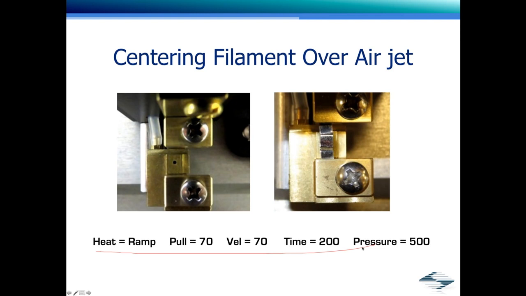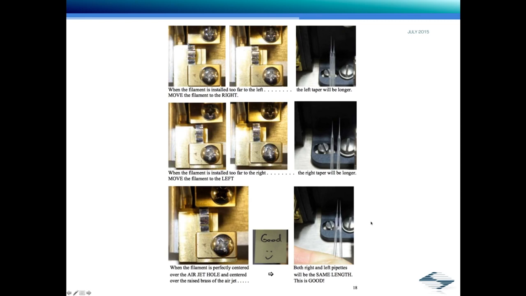So you're going to put in this program. It's going to work with a trough or a box filament. Doesn't matter. It's going to pull in a long taper like this, as you see on the right-hand side. If your filament's too far to the left, you're going to have a taper that's longer on the left. If your filament's too far to the right, the taper on the right-hand side is going to be too long.